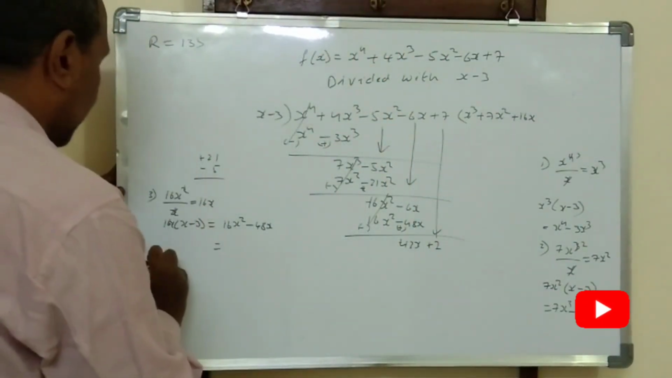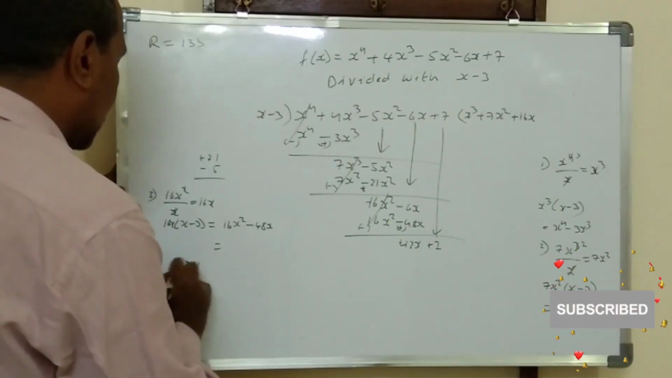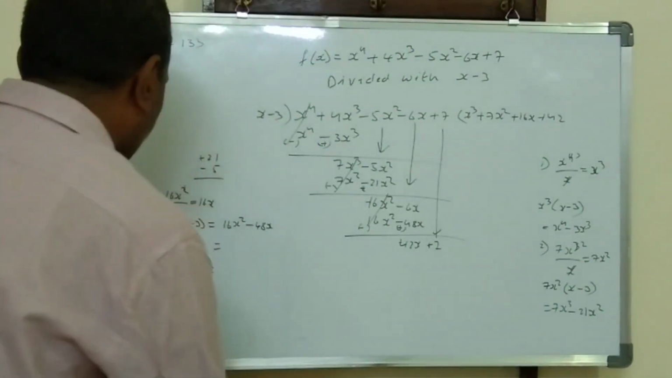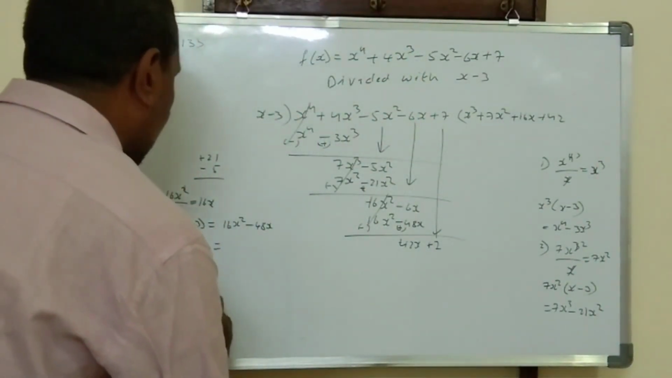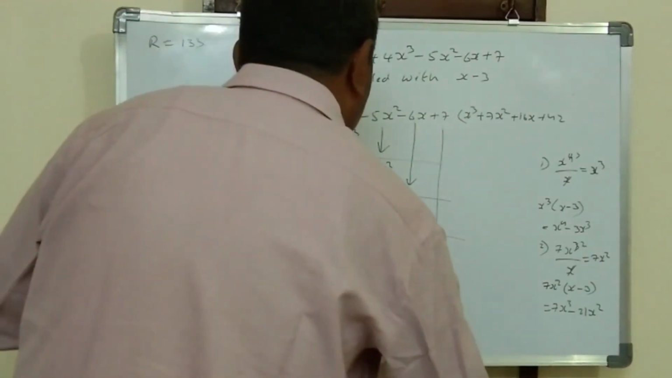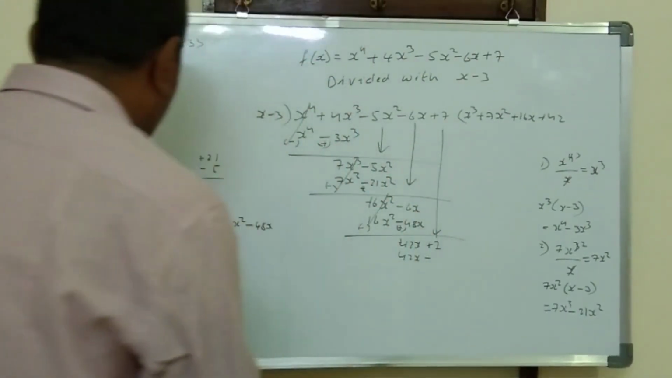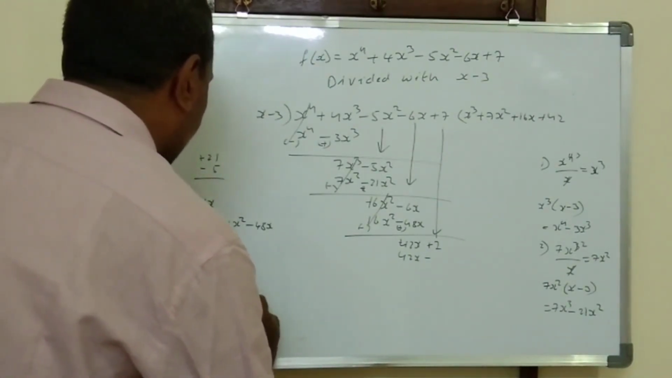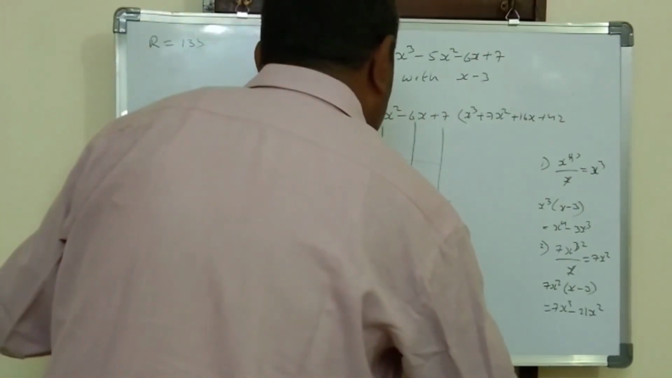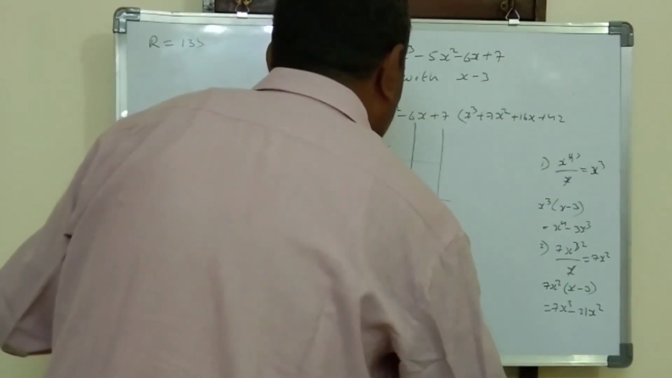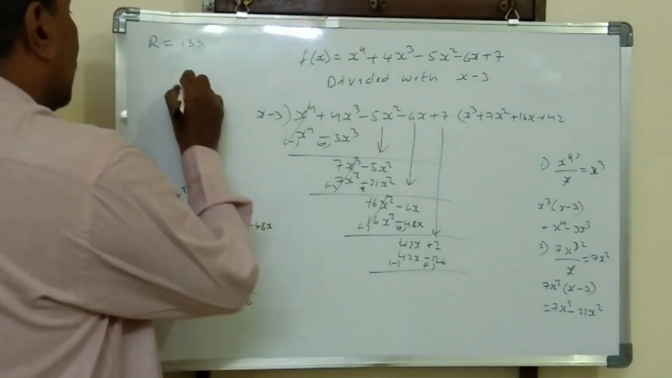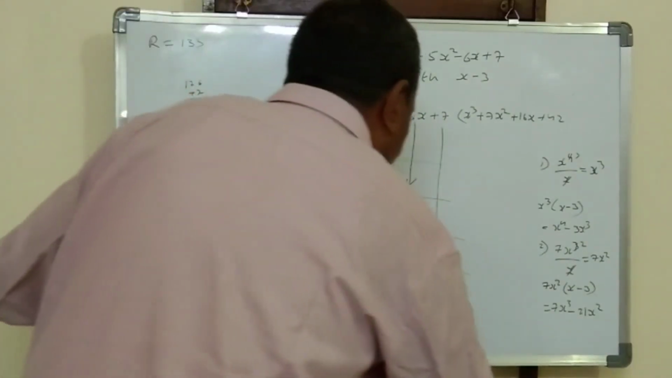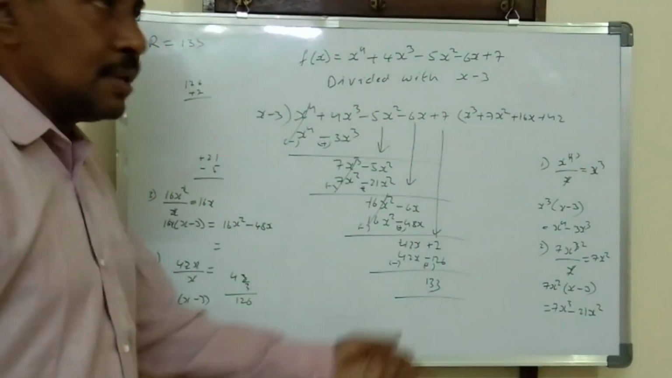So fourth step, 42x by x is equal to plus 42. 42 into x minus 3 is equal to 42x minus 42 into 3. 3 2s are 6, 3 4s are 12, so 126. Minus plus, so 126 plus 7. 126 plus 7 is equal to 133. Yes, here we got it. So the remainder is 133.